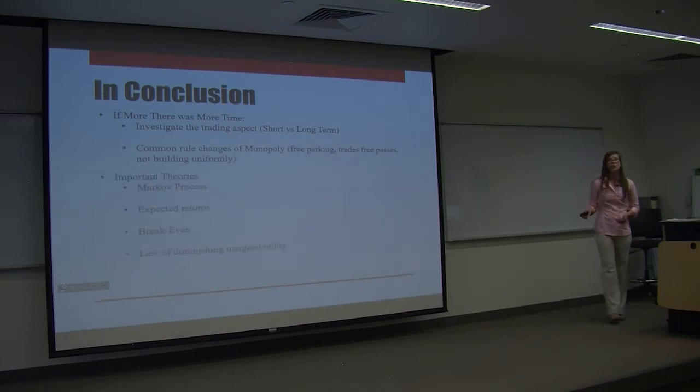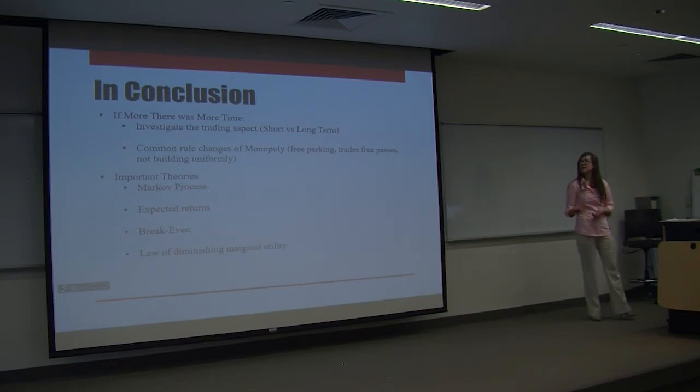So in conclusion, the important theories were the Markov process, which allowed us to figure out the probabilities of each space; expected returns, which allowed us to look at the benefit side of owning a property; break even, which allowed us to look at the cost side of owning a property; and the law of diminishing marginal utility, which allowed us to figure out how many houses you should really put onto a property set.